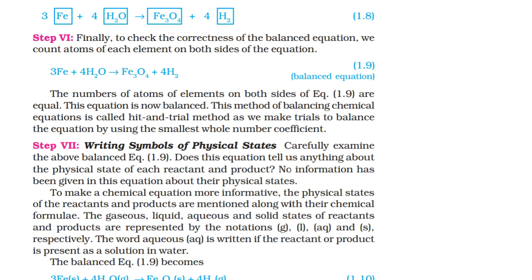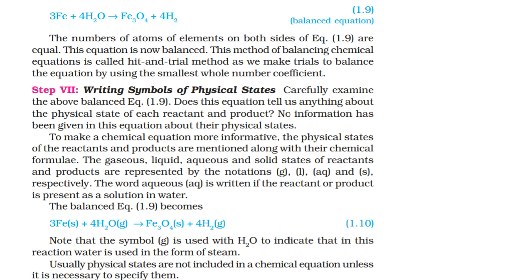using the smallest whole number coefficient. Writing symbols of physical states. Carefully examine the above balanced equation. Does this equation tell us anything about the physical state of each reactant and product? No information has been given in this equation about the physical state.